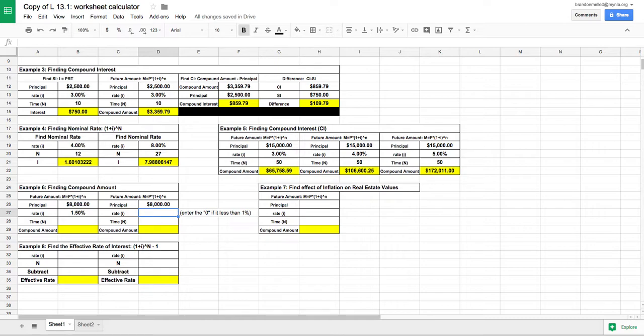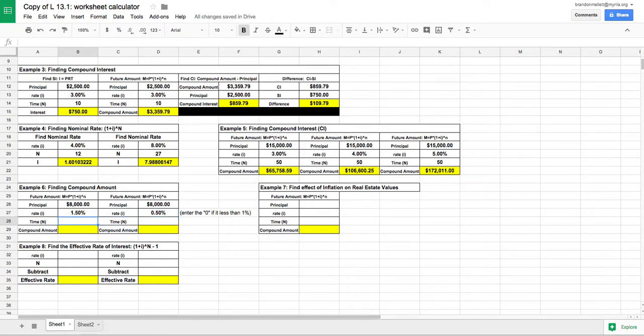0.5%. Now, when working with a spreadsheet, you have to put a 0 in first if you have a percent that's less than 1. Because if you don't, and you just put 0.5, it'll mess up your formula. So make sure you put that 0 in there first.